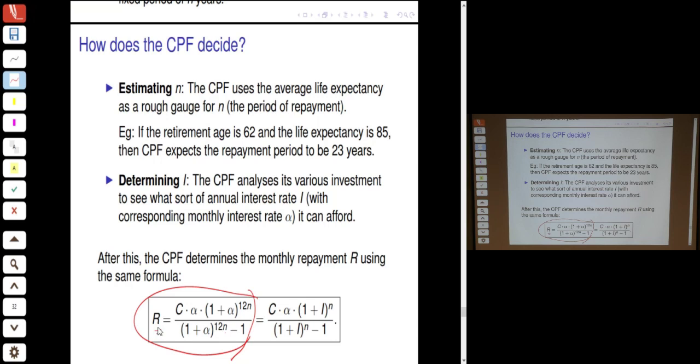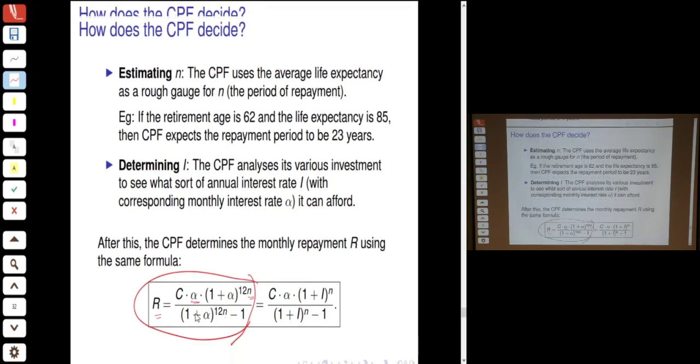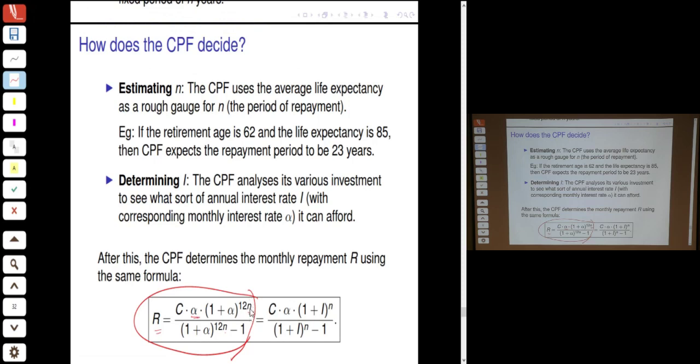Here, because of the slight differences from the mortgage case, it's a slightly trickier situation. First of all, N can last forever. I mean, N will last as long as you live, which is not known for sure at the beginning when you get into the agreement with the CPF, and alpha is going to be decided by the CPF. So the crucial unknown factor here is N.